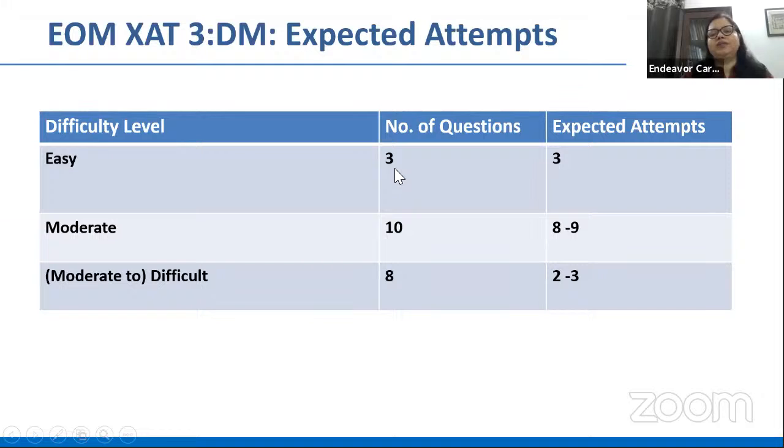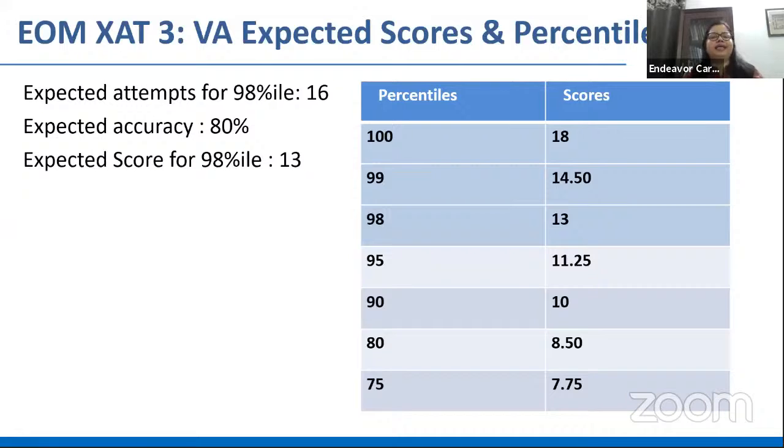There were 3 easy questions that we identified, 10 moderate questions, and 8 difficult questions, moderate to difficult. So the expectation here is about 8 plus 3 easy questions, which makes 11, plus another 2 or 3. So roughly 14 to 15 questions is what we are looking at. So 16 questions is what we are looking at for a 98 percentile. I target about 16, 17 questions at an 80% accuracy. I end up getting a score of about 13. So a score of 13 is where we map the 98 percentile for this sectional.